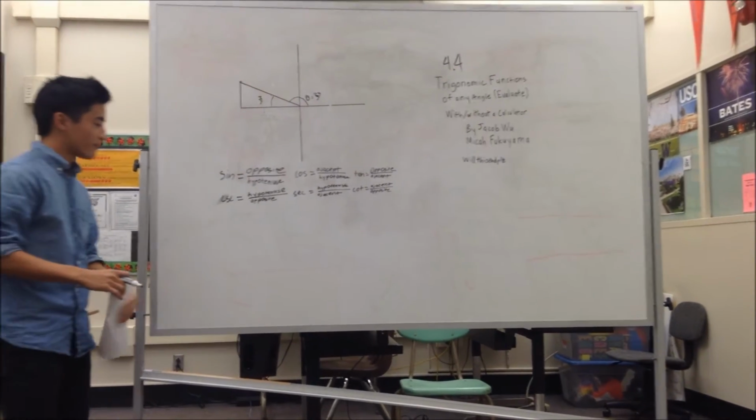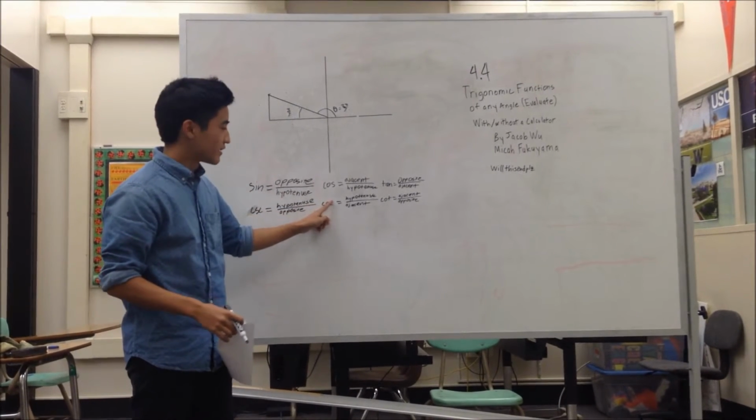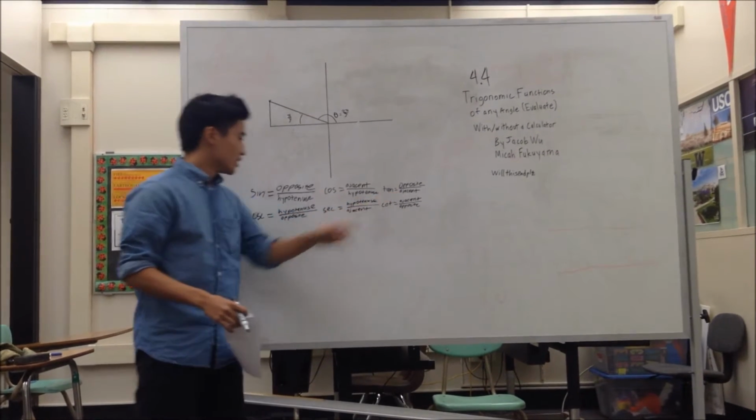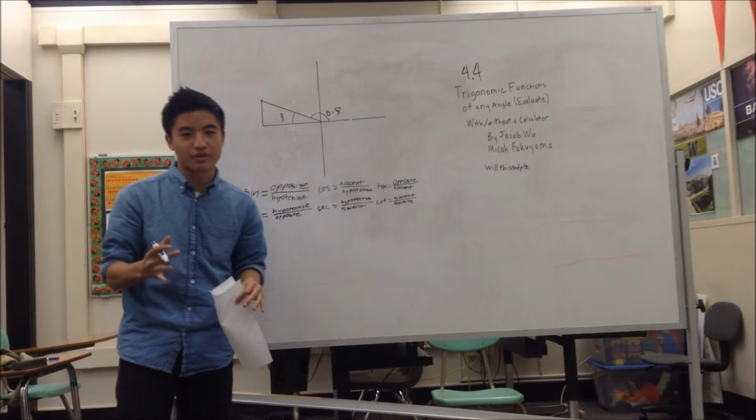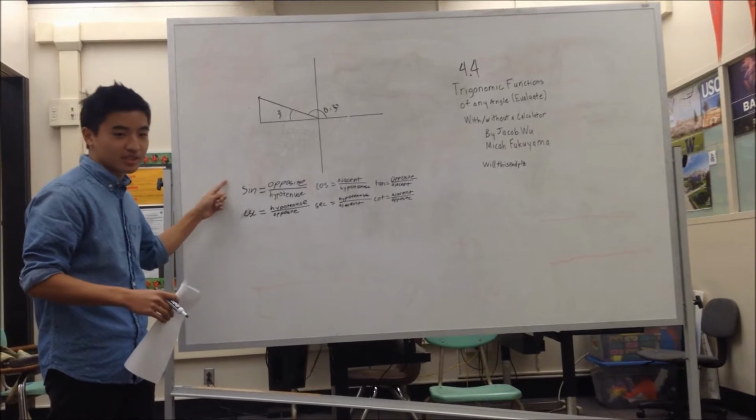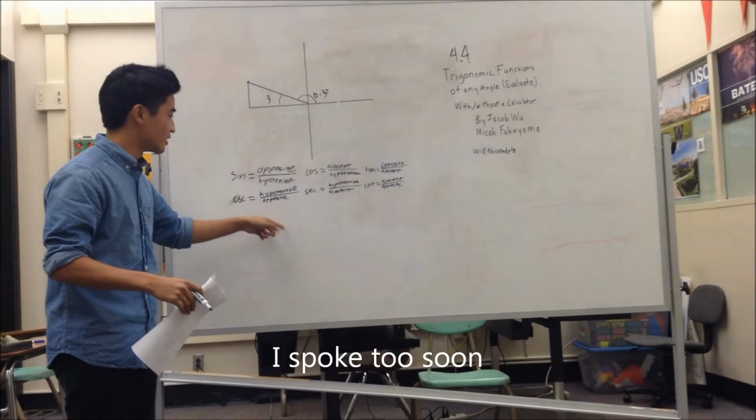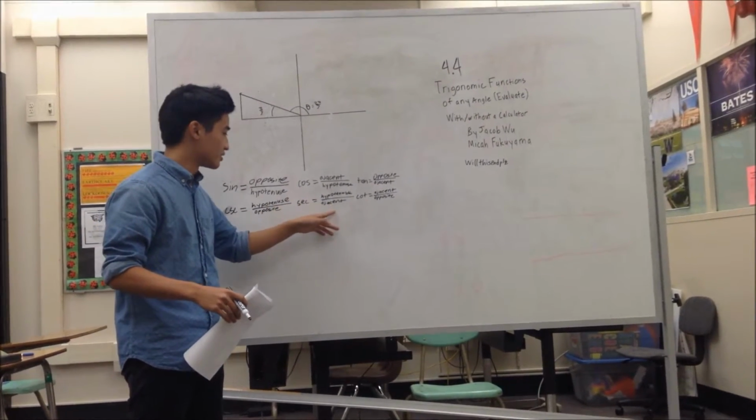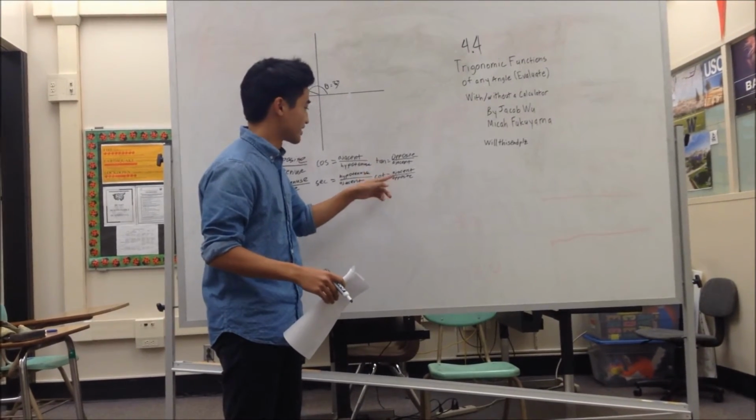To find sine, you have to have opposite and hypotenuse. To find cosine, you have to have adjacent over hypotenuse, and tangent, you have to have opposite over adjacent. Now, for these 3 trigonometric functions, it's pretty much the same thing, except it's a reciprocal version of it. So, we have cosecant right here, which is the reciprocal of sine, so it's hypotenuse over opposite. Now we have secant, which is the reciprocal of cosine, so it's hypotenuse over adjacent. And then we have cotangent, which is the reciprocal of tangent, which is adjacent over opposite.